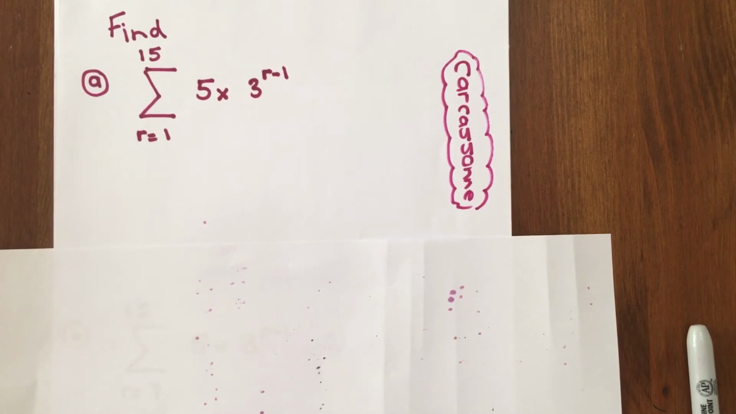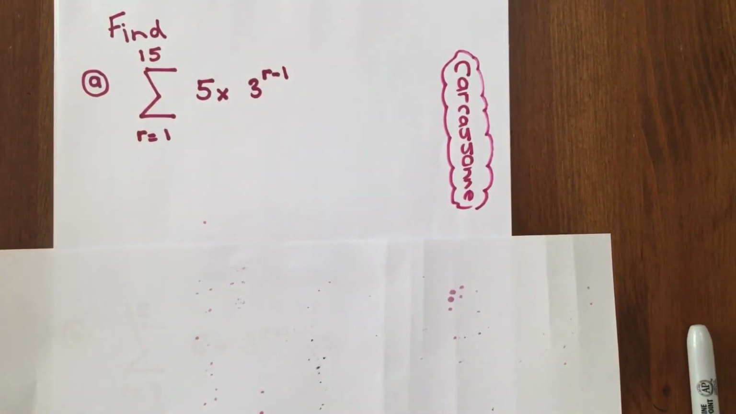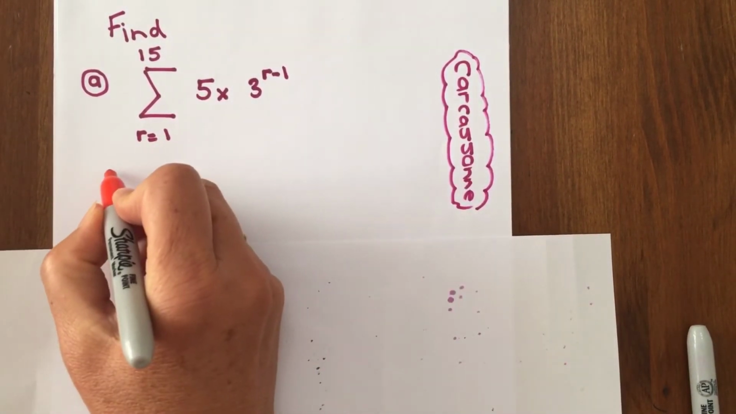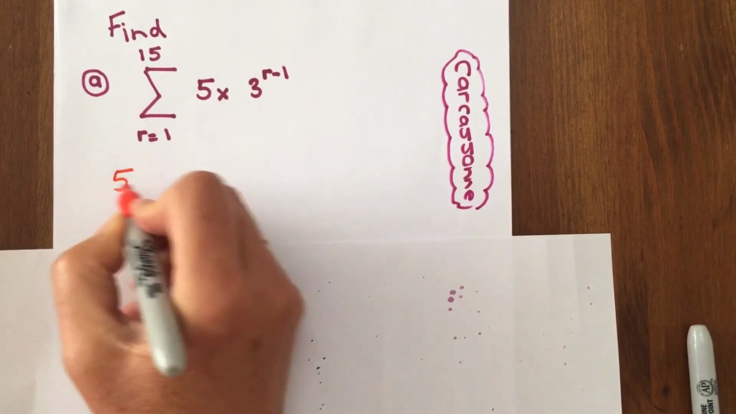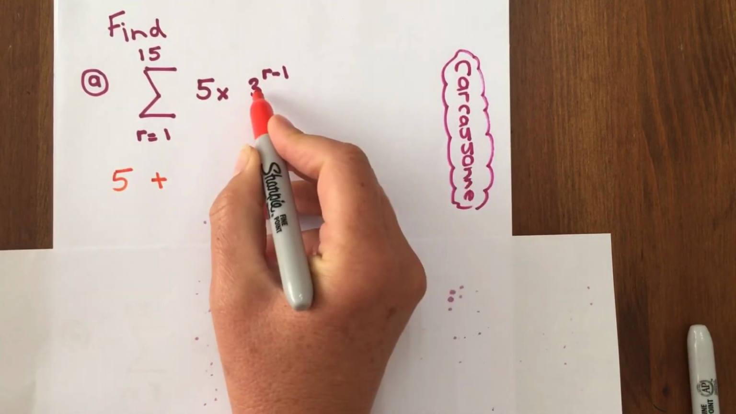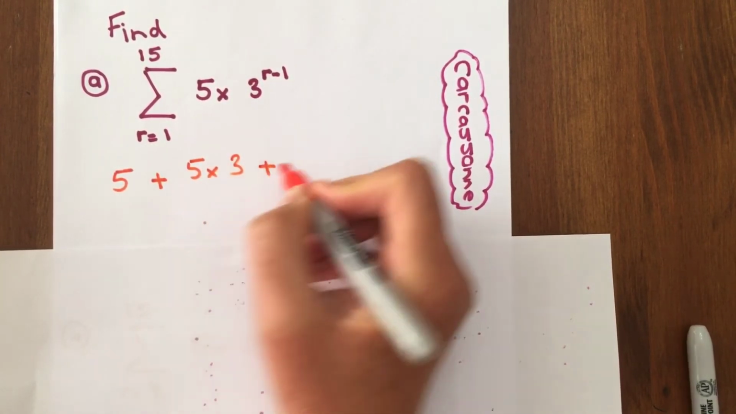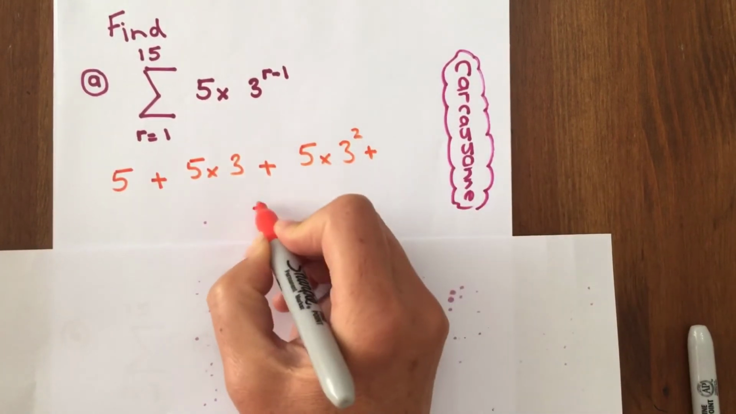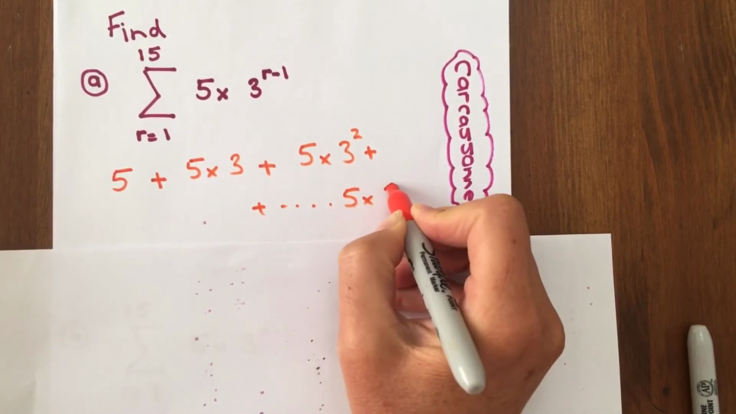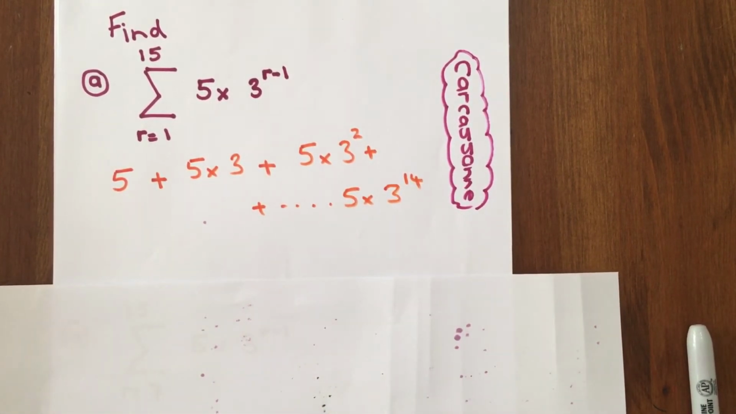Okay, we want to find the sum of all of these 15 numbers for this sequence. Let's just see what we're getting. Okay, so my first term when r is 1, that will be 3 to the 0, so I'm going to get 5 times 1. My second term when r is 2, I'll have 5 times 3. My next term will be 5 times 3 squared, plus my last term 5 times 3 to the power of 14. So I can see I've got a geometric sequence. It's timesing by 3 each time.